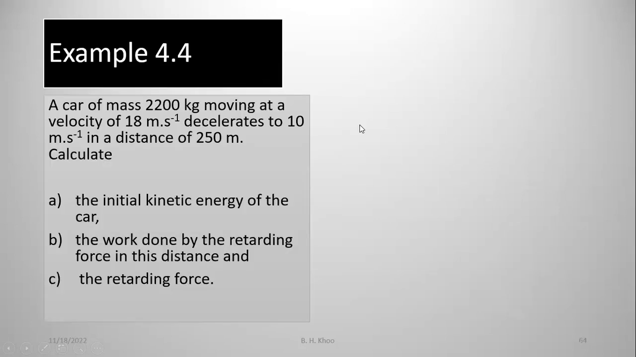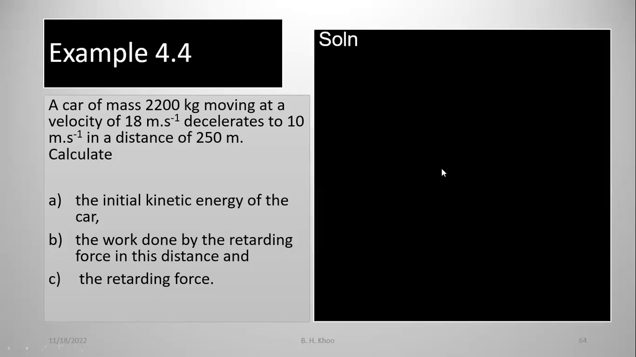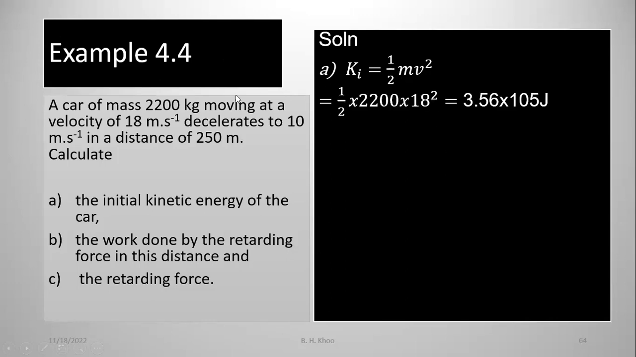Okay, try this one. A car of mass 2,200 kilograms moving at a velocity of 80 meters per second decelerates to 10 meters per second in a distance of 250 meters. Calculate the initial kinetic energy. Simple thing, you should be able to calculate that. Half mv squared. Put in your mass and that's the initial speed. Using your calculator.